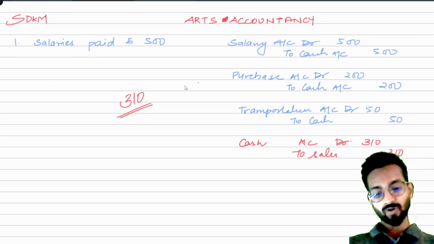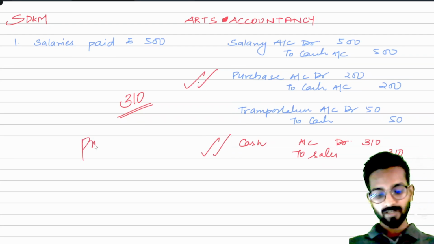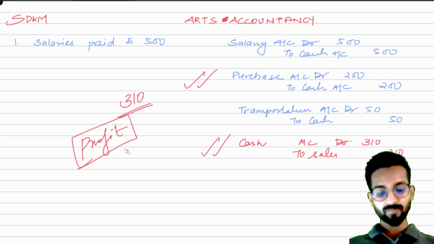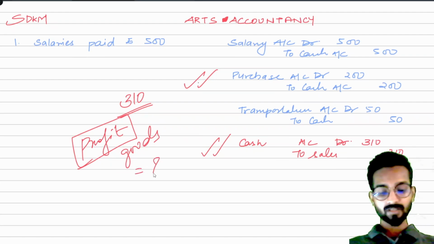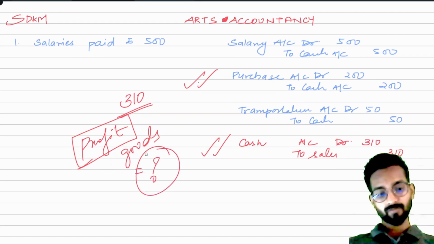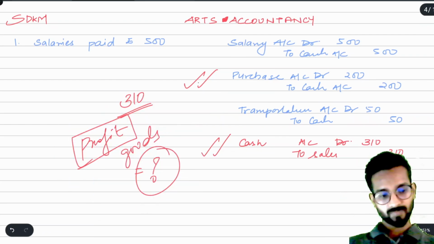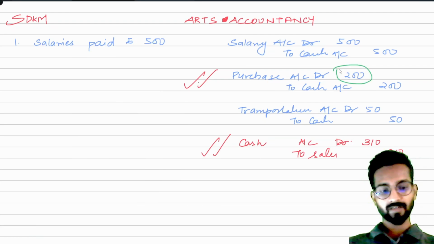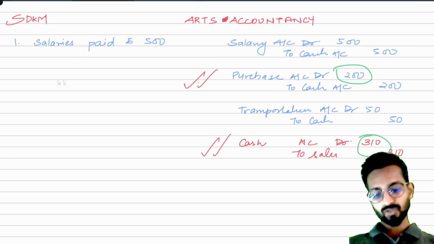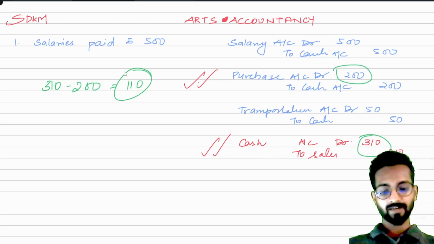If I ask you, whatever goods you purchased here, you have sold all the goods, how much profit have you made from those goods? You have purchased the goods, you have sold the goods. Can you tell me what is the profit amount? Now, be with me, focus. You can have two answers here. The first one is, some student might say, sir, we purchased goods for 200. We sold the entire goods for 310. So 310 minus cost of 200, we are making a profit of 110.